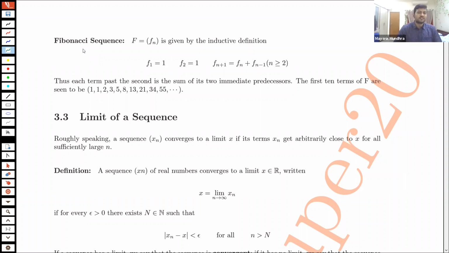So the sequence is defined as follows: you define the first term and second term, and then all the subsequent terms are the sum of the previous two terms. So the first term is 1, the second term is 1. The third term will be 1 plus 1, so that is 2. The fourth term will be 1 plus 2, so that is 3. Then 2 plus 3, so that is 5. Then 3 plus 5, so that is 8. Then 5 plus 8, so that is 13. And that is your Fibonacci sequence.